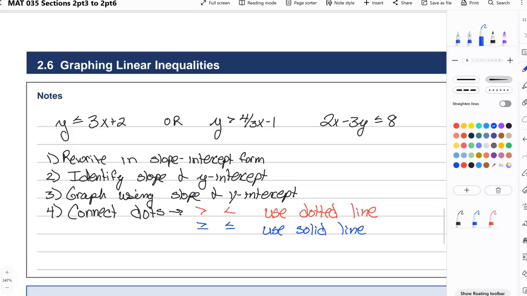So now, up to this point, we've got the equation in slope-intercept form. We can identify the slope and the y-intercept. We can plot our 2 points. And then we've connected the dots. Now we got to think about shading. That's step 5. So if it's a greater than or equal to, we're going to shade above the line. If it's less than or equal to, we're going to shade below the line.